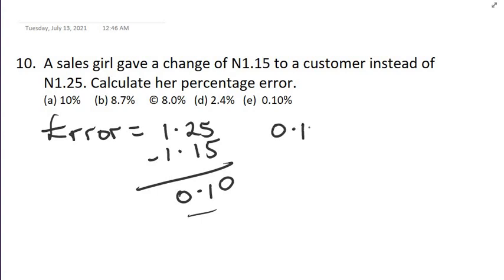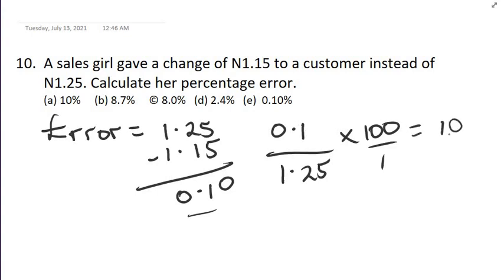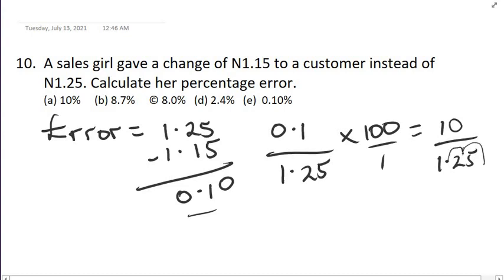The error, 0.1, over the right amount, which is 1.25, times 100 over 1. That's how to express it in percentage. Okay, 0.1 times 100 will give me 10 over 1.25. So I just multiplied the numerator to get 10. Since my divisor has two decimals, I need to make it a whole number by counting 1, 2. Since I counted 2 places, I'll add 2 zeros to the numerator.